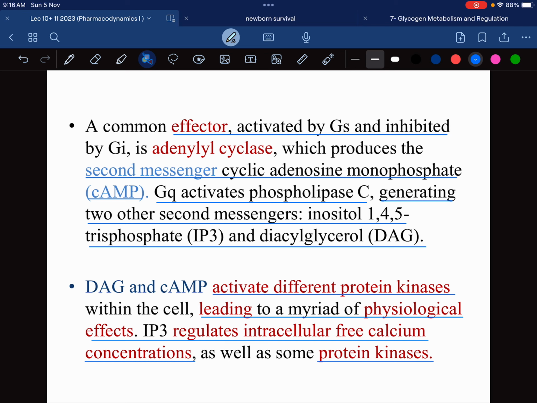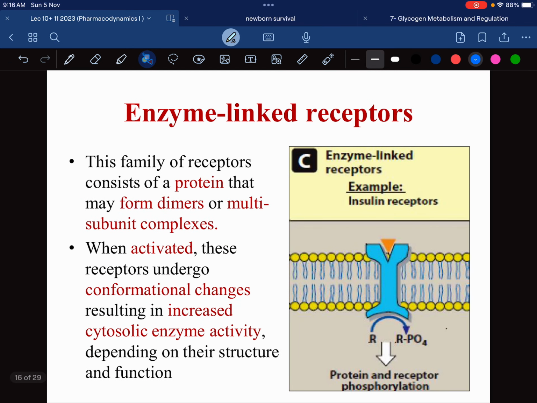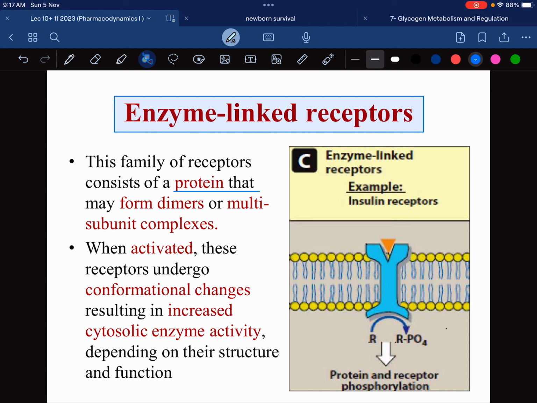The other type is what we call the enzyme-linked receptor, like the insulin receptor. This is the receptor that binds to insulin. This family of receptors consists of a protein that may form dimers, a dimer being two similar parts, or a multi-subunit complex, sometimes two similar parts, or more than two parts.